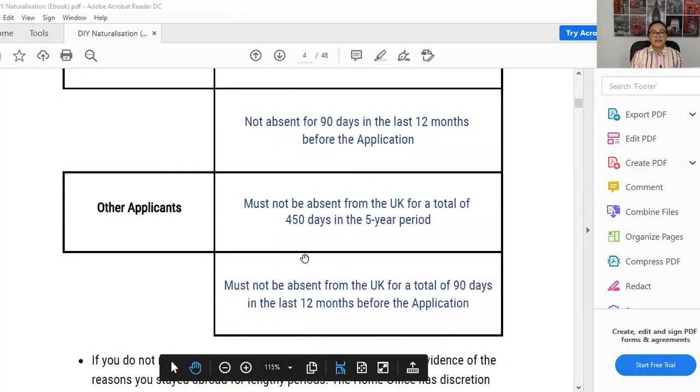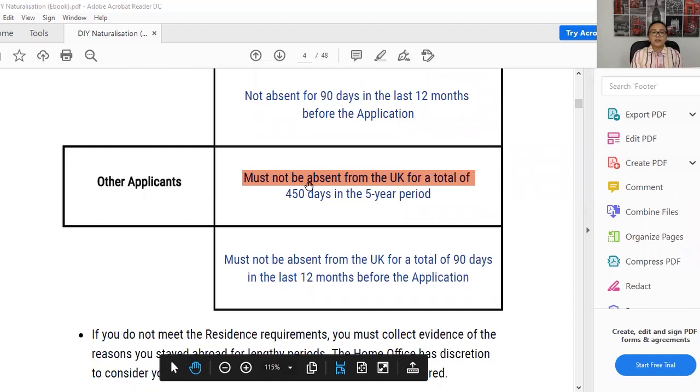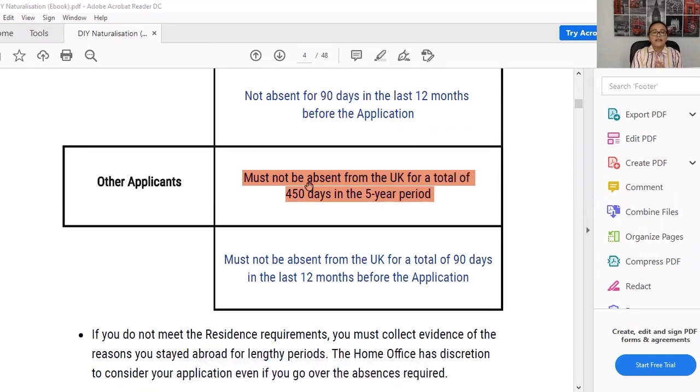For all other applicants, it says you must not be absent from the UK for a total of 450 days in the 5-year period. So you have to count, especially EU nationals, how many days you've been out of the country. It may be impossible to check it, right? But check your boarding passes, your bookings with the airlines. You must have emails confirming where you've been, what holidays you booked and how many days you've been absent. So for the 5-year period, you must not be absent for 450 days. And in the last 12 months, you must not be absent for a total of 90 days.